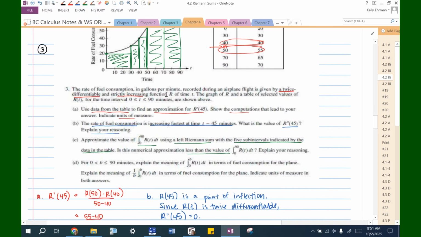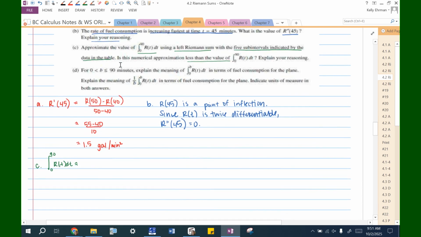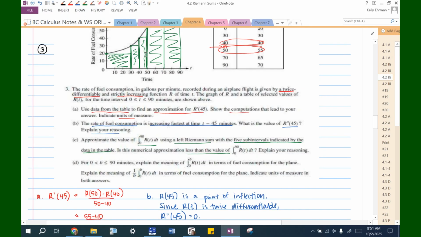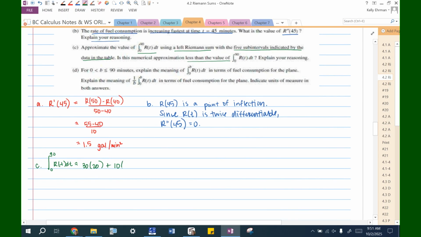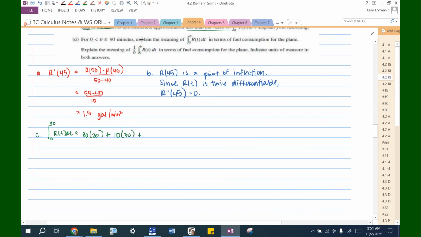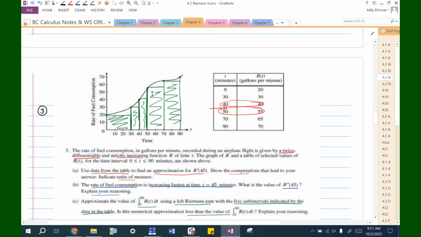Anyway, so the first one is 30 times 20. We can just show our work for this, I think. 30 times 20 plus the next interval is 10 times 30, plus third rectangle is 10 times 40, plus this is 20 times 60.